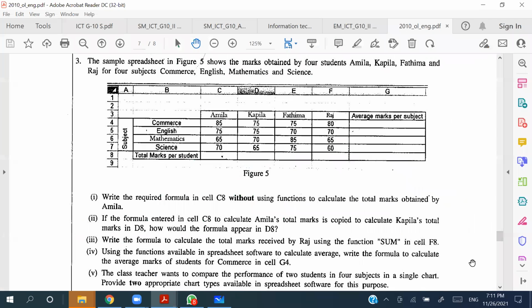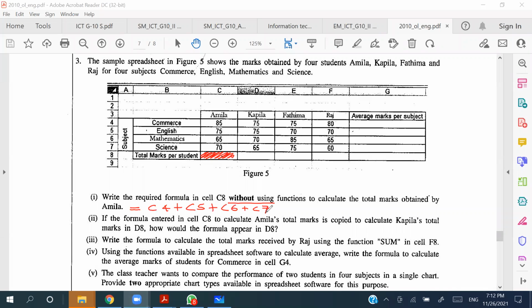So some of you may blindly go with the functions. So be careful, people, right? It says without using functions to calculate the total marks obtained by Amila. So that means you are asked to write your answer over here, right? So the answer should be equals what? C4 plus C5 plus C6 plus C7. That's going to be your answer, right?